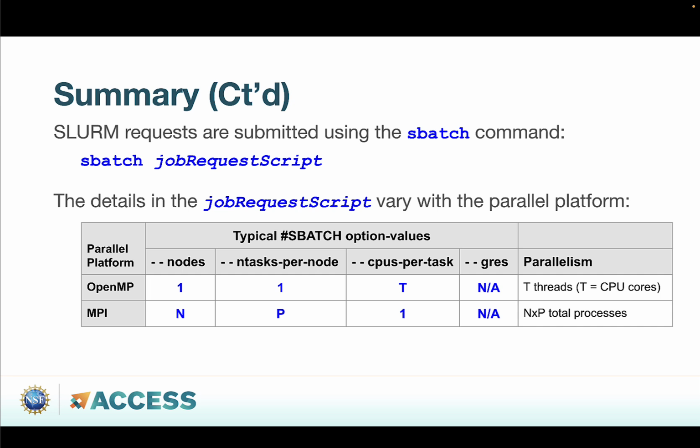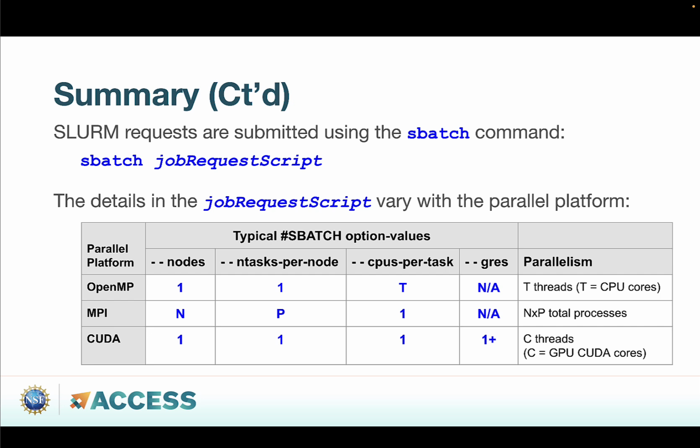MPI jobs consist of multiple processes running on one or more nodes. Each core of each node can run one MPI process. So to run n times p parallel processes, specify n nodes with p processes per node, minimizing the number of nodes. For example, to run 128 processes on FASTER, I would use 2 nodes, each running 64 processes.